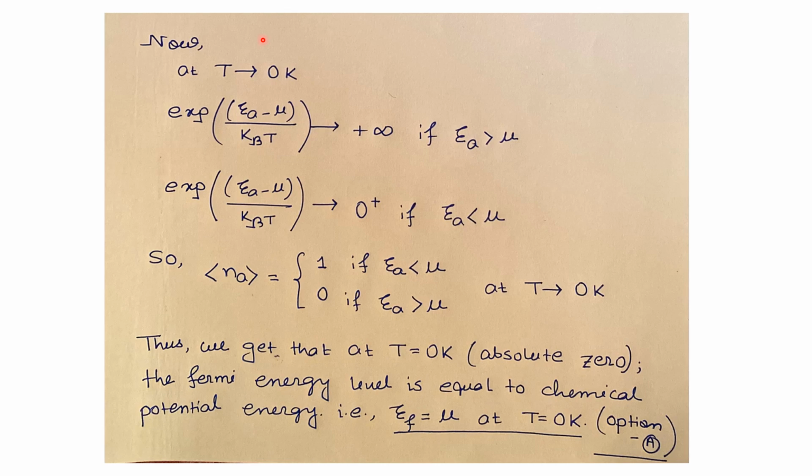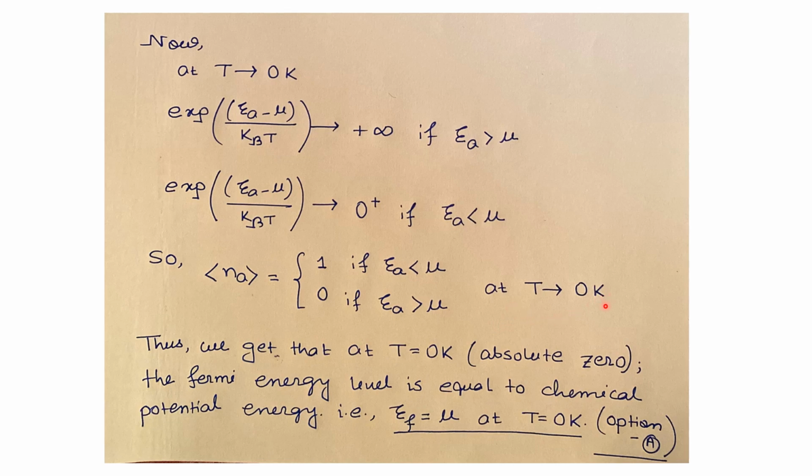Now let us choose a temperature very close to 0 Kelvin. At this temperature, this exponential term, that is exponential of EA minus mu by kBT, will tend to plus infinity if our energy EA is greater than mu, and this exponential term will be a very small positive value close to 0 if our energy level is less than our chemical potential mu. So the average number of the particles, that is the occupation number, will be 1 if EA is less than mu, and it will be 0 if EA is greater than mu when the temperature is very close to 0 Kelvin.